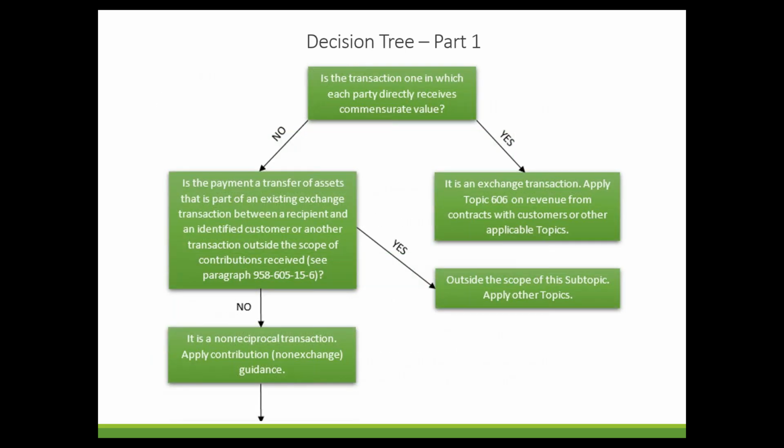This is the FASB's decision tree for determining proper accounting of a grant or contract. You can see the first step is determining if commensurate value is received. If so, then it is an exchange transaction, and you will follow recognition rules in ASC 606. If not, then you continue to determine if the amount is a contribution or other type of revenue. So let's say we determine it is an exchange transaction. Let's walk through revenue recognition for exchange transactions.